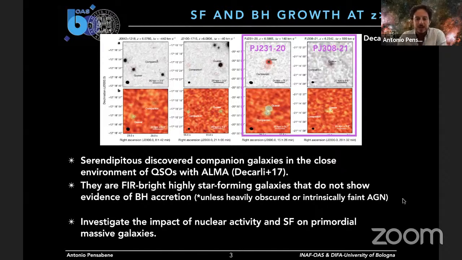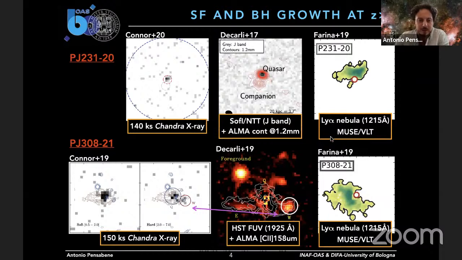Therefore, by studying the ISM in these systems, we have the opportunity to investigate the impact of strong star formation and AGN activity on the ISM properties in these massive galaxies at cosmic dawn. We also have multi-wavelength observations for these two systems, in particular from X-ray, in which Connor and collaborators did not find any evidence of X-ray emission from the companion galaxies in the systems that are the object of this work, thus suggesting that these companion galaxies do not host a powerful AGN.